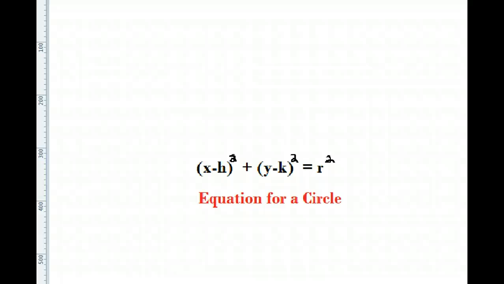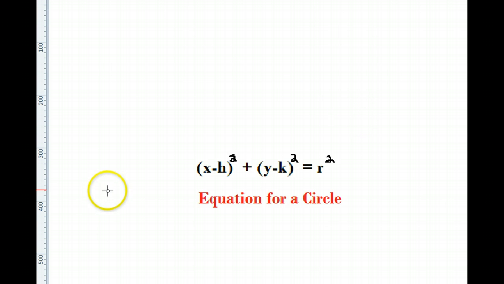Today we're going to be looking at the equation of a circle and deriving that equation from the Pythagorean theorem. So first, let's just look at this equation for a circle. Here we have something squared plus something squared equals something squared.